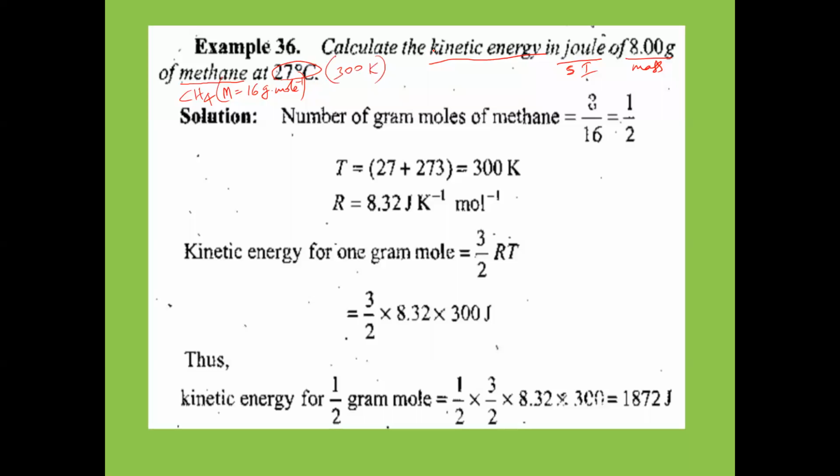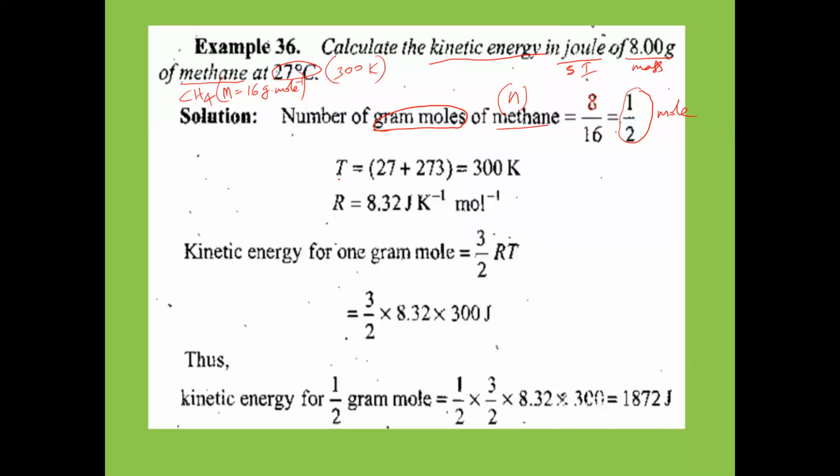So that is the problem: kinetic energy we are asked to calculate. Now see here the solution. Number of gram moles is nothing but number of moles. So number of moles of methane, small n, is equal to given weight by gram molecular weight. Given weight is 8 grams and it is 16 grams. So 8 grams by 16 is equal to 1 by 2, which means 0.5 moles of methane gas taken here.